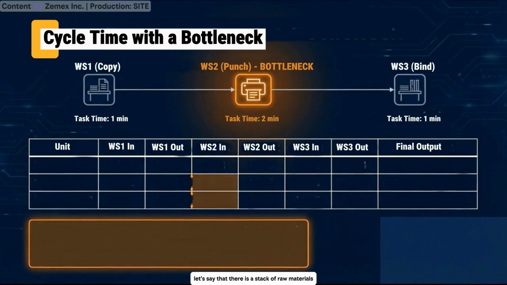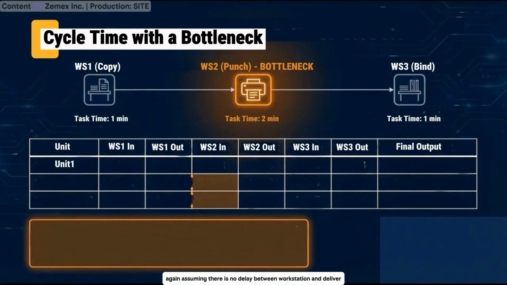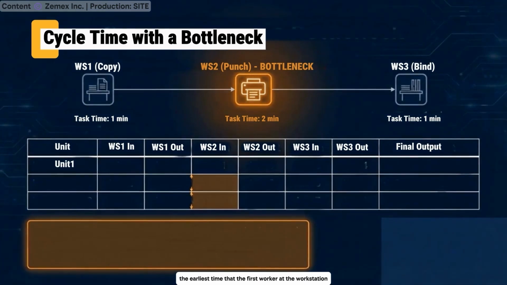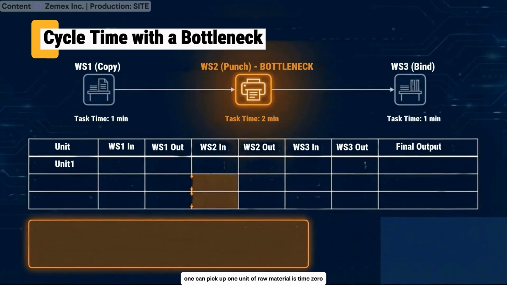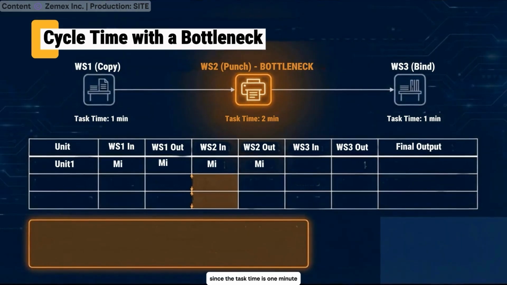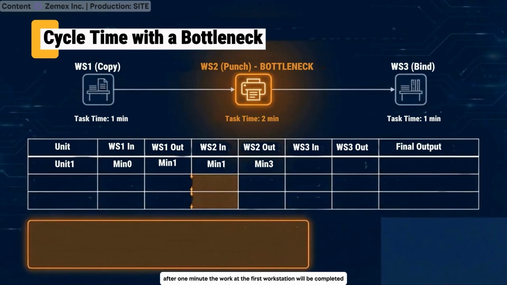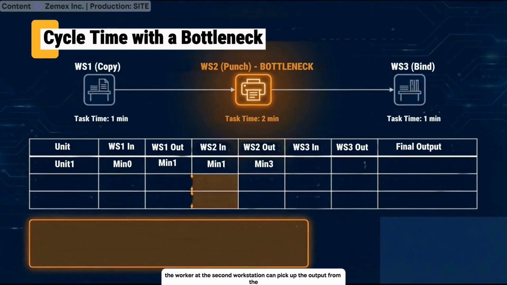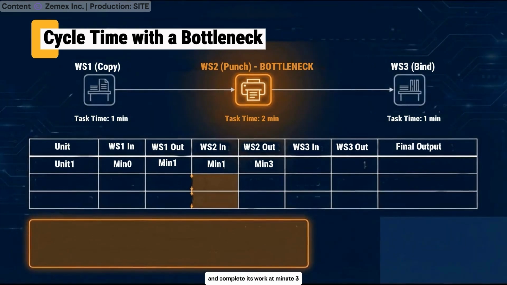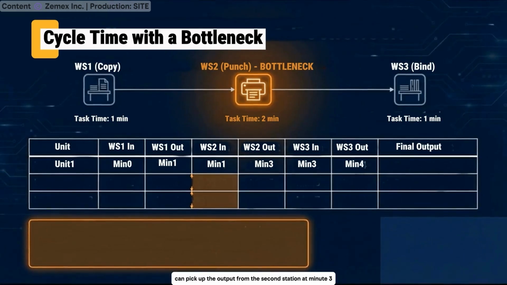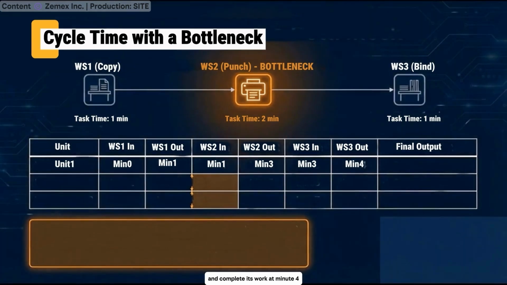Again, let's say that there is a stack of raw materials. Again, assuming there is no delay between workstations and delivery, the earliest time that the first worker at workstation 1 can pick up 1 unit of raw material is time 0. Since the task time is 1 minute, after 1 minute, the work at the first workstation will be completed. Then, the worker at the second workstation can pick up the output from the first station at minute 1 and complete its work at minute 3 because it takes 2 minutes. Finally, the worker at the third workstation can pick up the output from the second station at minute 3 and complete its work at minute 4.